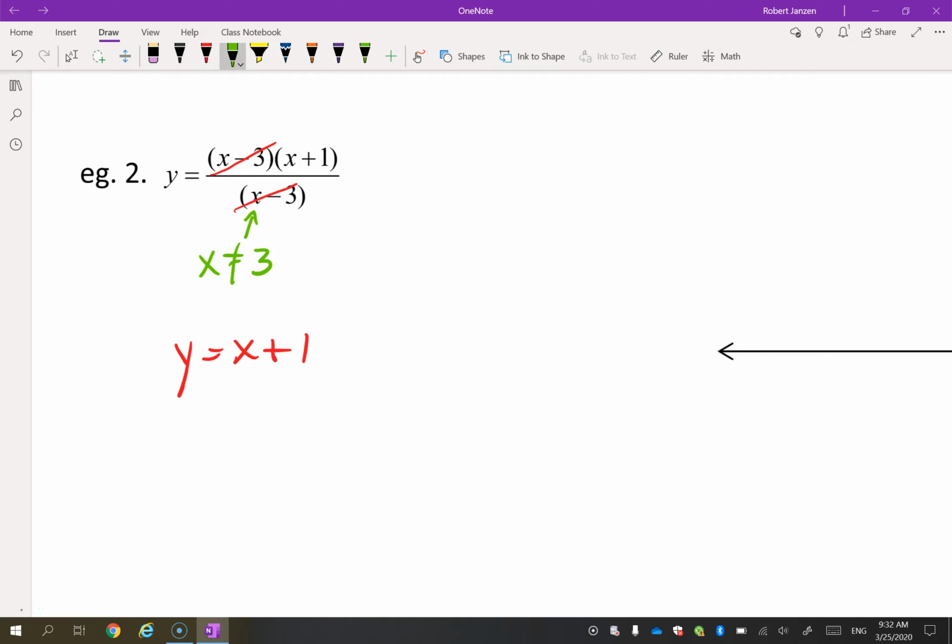But something still happens at x equals 3. Even though it's no longer in this equation, we still have to deal with it. What's happening at x equals 3? There will be a hole. The x value is 3. What is the y value? Well, the y value comes from what's left over in the equation. So you would go y equals 3 plus 1. This is 4. So there's a hole at (3, 4).